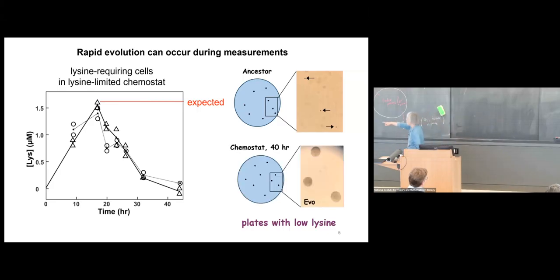But if we take a sample from the chemostat at 40 hours, what do we see? On the same plate, you will see colonies, really robust growth, suggesting that a fraction of them have evolved. So it's a really rapid rise of evolved cells. If you want to measure the phenotype of ancestors, you have to do your experiments really fast.